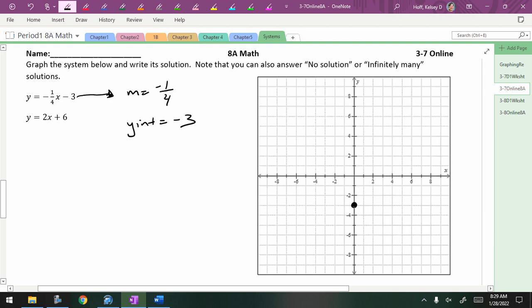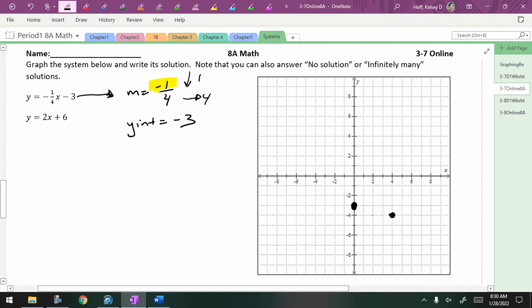-3. Go down 3 and start there. Here's where lots of people make mistakes. Pay attention that your slope is a -1/4. What does that tell you to do? Down 1, but still right 4. Go down, but still to the right. Down 1, right 4. Now, the best part about the online program is, do you have to put more than 2 points on there? No, because it will help you.